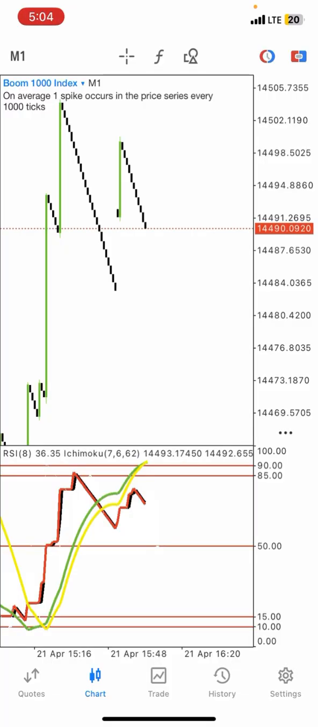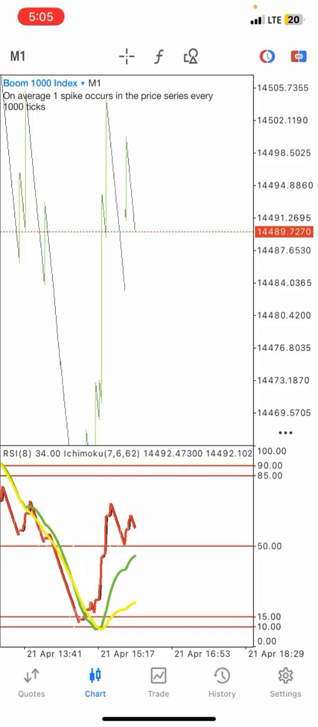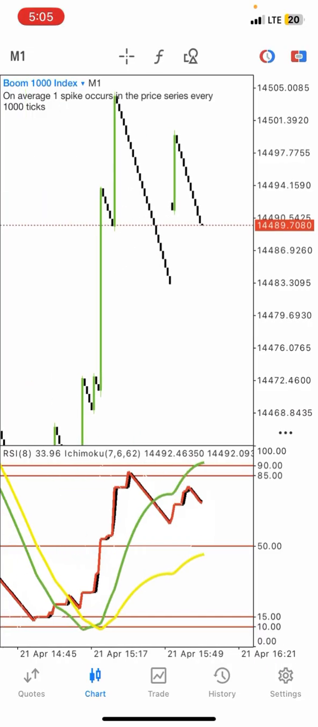Okay, so this strategy is for boom and crash, especially boom 1000, boom 500, and maybe 900. Then crash 1000, crash 900, and crash 500. Then you use the 1 minute time frame to trade this strategy. And for the zoom level, we have zoom level 1 and 2. So 2 is okay. You can use the second zoom level.